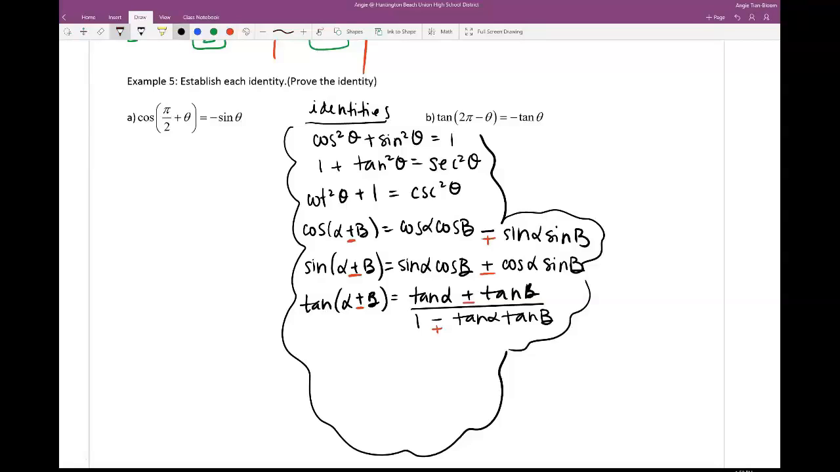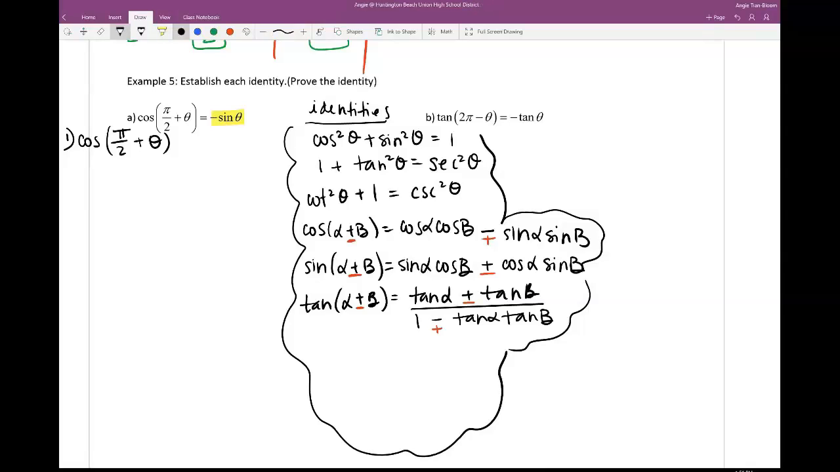So let's start with our letter A. Cosine of pi over 2 plus theta equals negative sine of theta. Remember, the guidelines for writing proofs are still the same. You're going to pick the side that looks scary, right? In this case, this is cosine of pi over 2 plus theta, because this has a lot more going on. And this is your goal right here, okay? My goal is to change that somehow to negative sine of theta.